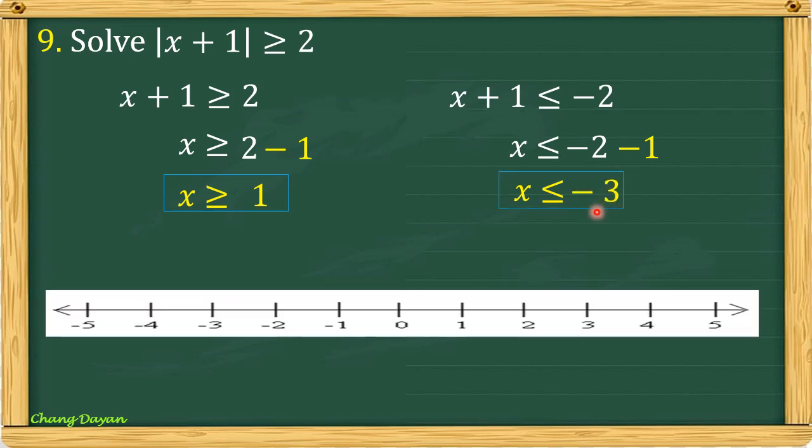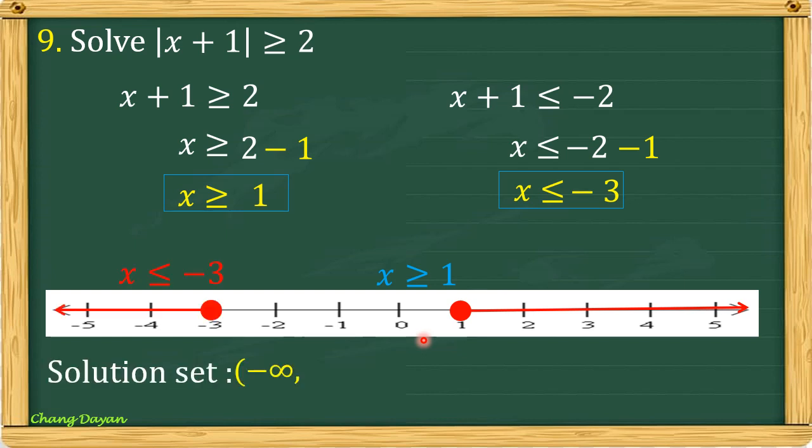Now, let us plot the point. So, we have here x greater than or equal to 1. Plot the point here. Again, the point is solid kasi mayroon siyang equal sign. So, from here going there ang ating solution. And then, the other one, from negative 3 going to negative infinity.